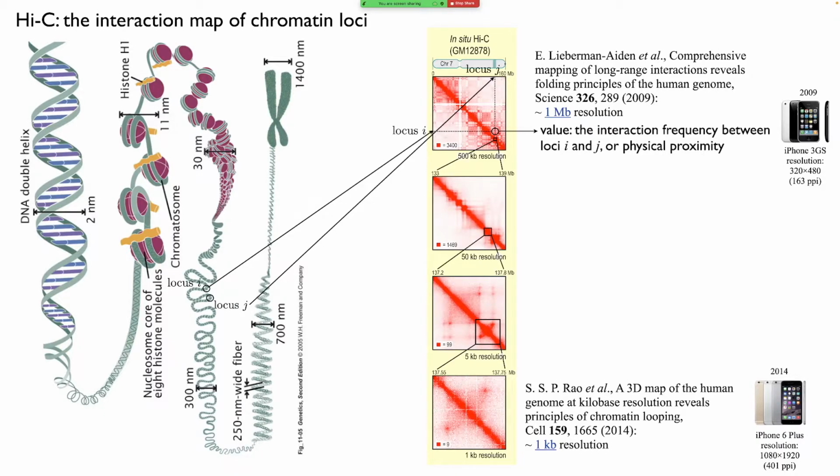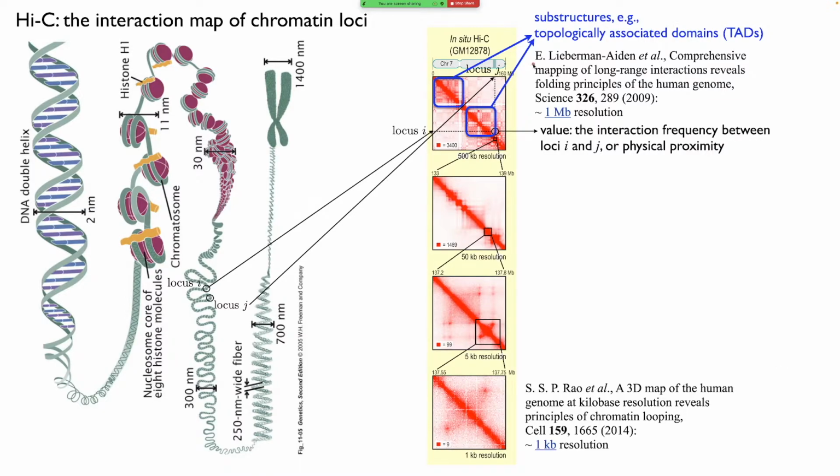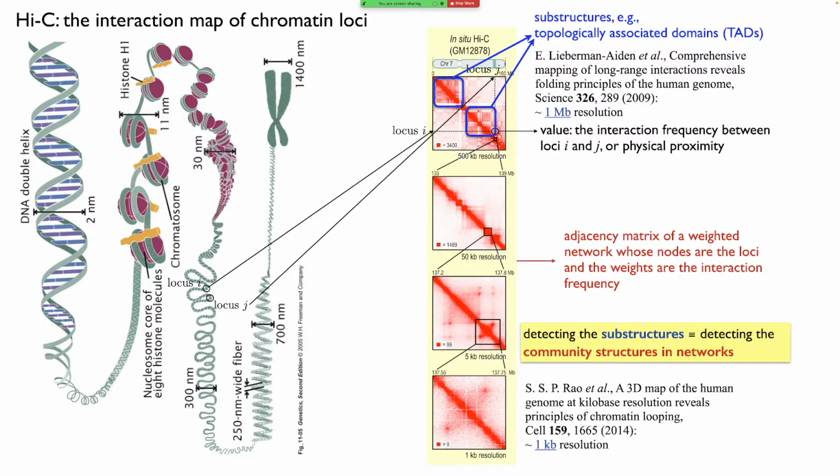Another famous example at low resolution is this block substructure called the topologically associated domain, or TAD, which obviously represents the local packing, or in terms of this network structure composed of loci as nodes and the weights as weighted edges, to me it looks like a typical community structure in a network, which is a famous concept in network science. So let me introduce this community structure in networks first.